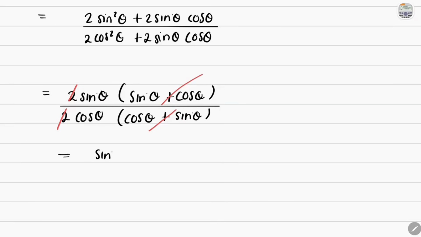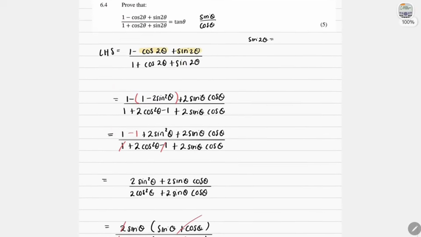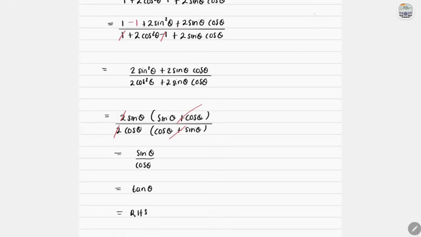And so we still have now sine theta over cos theta, which is equal to its identity of tan theta. And that is our right-hand side. And we have proven the identity. Okay, moving on to the next question.